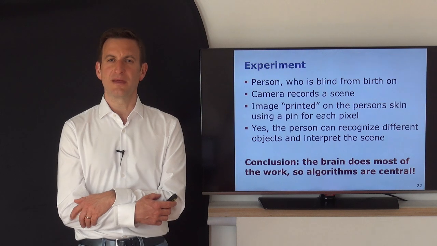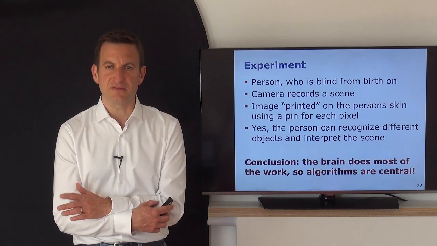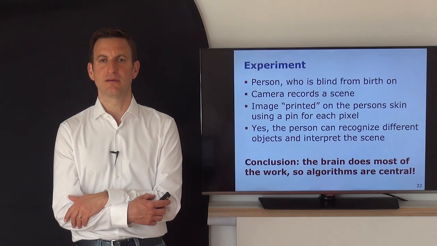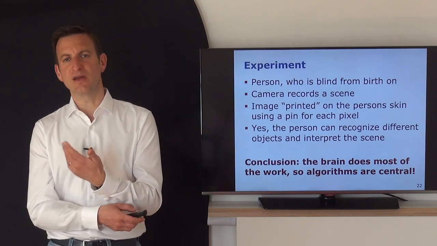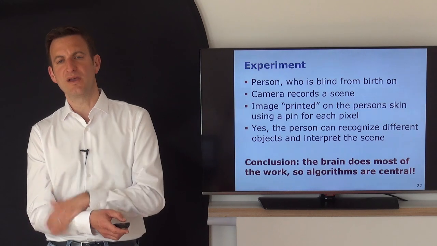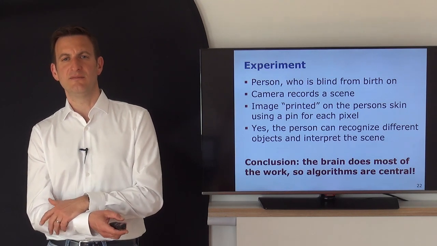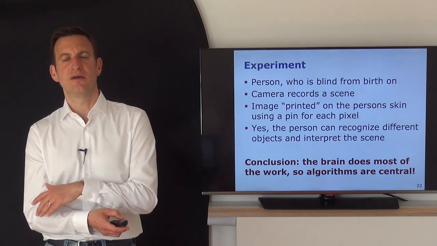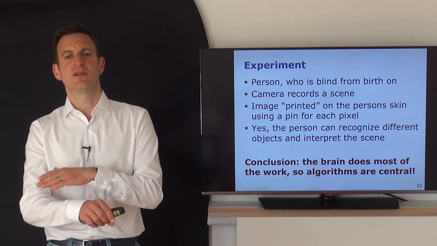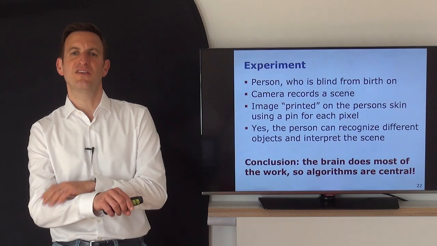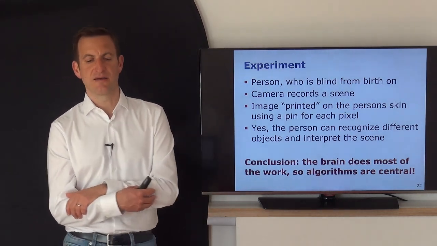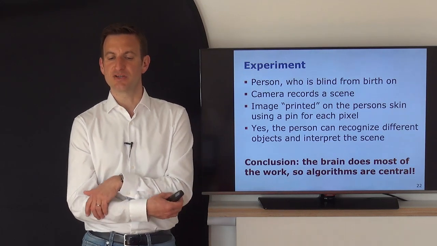So as a conclusion of that, the eye is definitely useful, but the majority of the work seems to happen in the brain, because we can replace the human eye with a camera, and even though the person is blind from birth on, so has never experienced eyesight, the image data put through, let's say, a different sensor device like the skin can be used to actually make the same or a similar interpretation of the scene.